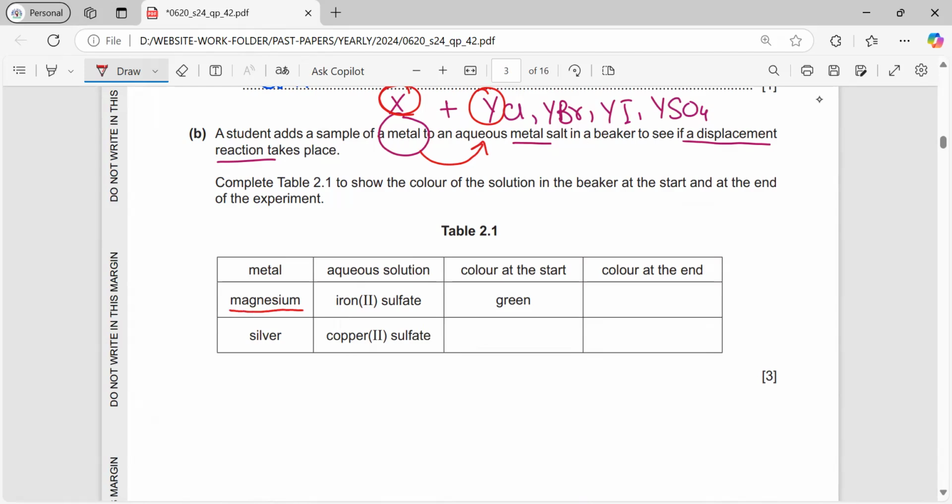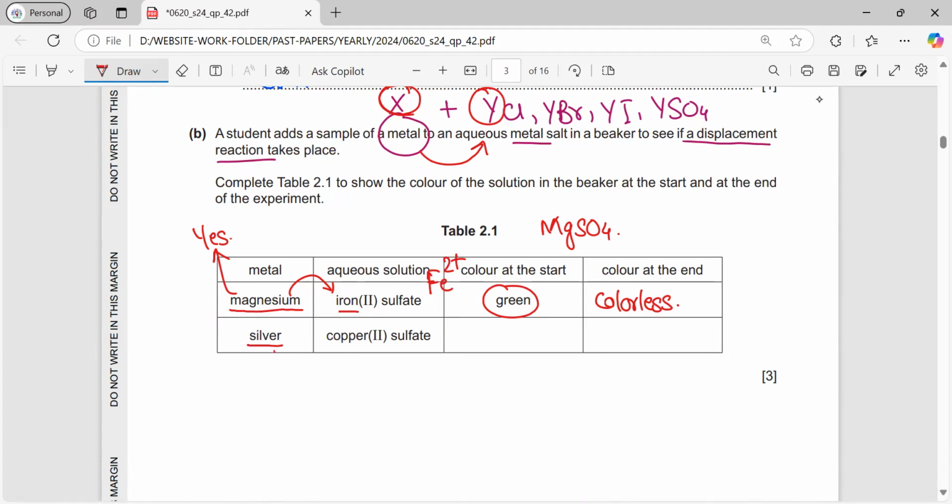We have magnesium, and magnesium is added to iron sulfate. If the magnesium is more reactive than iron, it will displace it. And yes, magnesium is more reactive than iron. So in the starting, the solution will be green. It's green because of the iron 2 ions. The iron 2 ions are green in color. But after the reaction, when the magnesium displaces iron, it forms magnesium sulfate, which is colorless. So it will change from green to colorless.